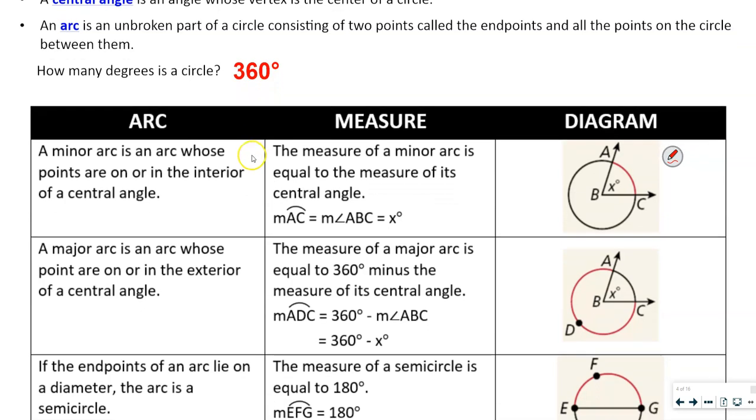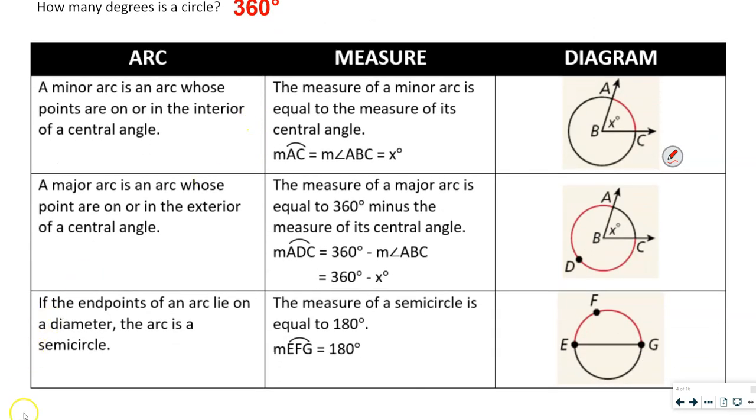So how many degrees is a circle? It's 360. So let's talk about minor and major arcs. Over here, if we're talking about the central angle ABC and we say it's 60 degrees, then that arc AC is also 60 degrees. These are equal, okay? Now, a minor arc is less than 180 and a major arc is 180 or greater, okay?